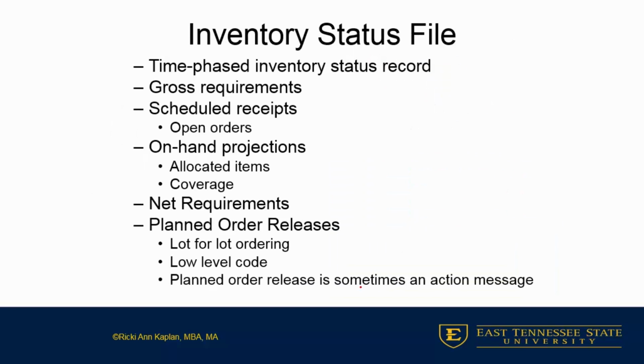We use this exploding bill, the bill of materials and the product structure tree, to create an inventory status file. This is also known as a time-phased inventory status record. And these are very important. I really want you to know and understand these.